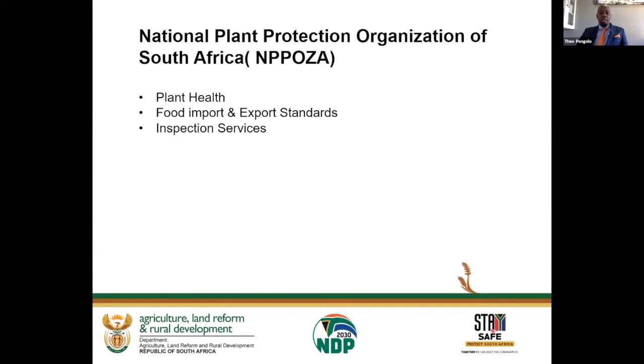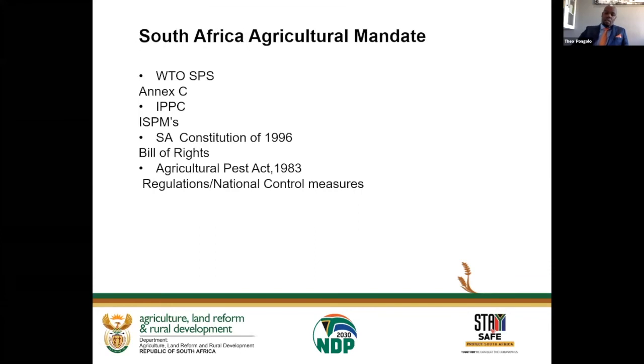This is also the directorate that is monitoring all the steps and options that are available in the systems approach to make sure that we are compliant in terms of our export markets. Next slide, please. The basic agricultural mandate for our country is derived from the WTO SPS agreement, and especially in this talk, it's relevant to our Annex C, which is about inspection and conformity to requirements.